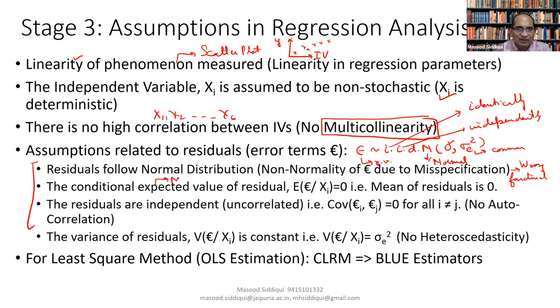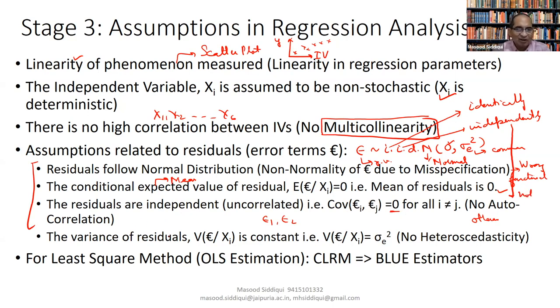Next is the conditional expected value, meaning the mean of the error term is 0, as mentioned. And residuals are independent, they are uncorrelated, meaning the correlation between all the error terms epsilon 1, epsilon 2, and so on would be 0. Otherwise, there is a problem known as autocorrelation. If they are not independent, there will be a problem of autocorrelation. We will discuss in detail.